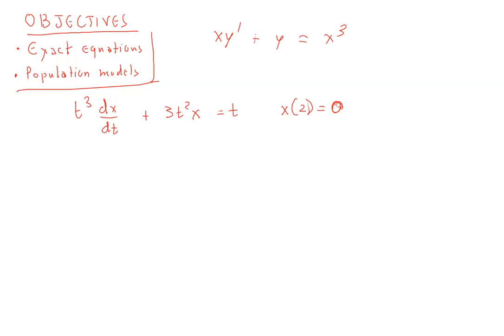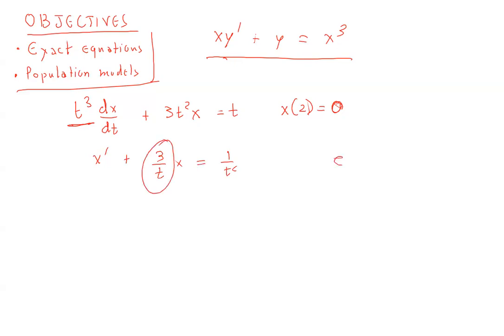The degrees are going to differ a little, but what do you need to do? You need to standardize it, and you can find this solved in detail in the recording. What do we mean by standardize it? We mean to divide by the coefficient of the derivative, and then you can find the integrating factor. So this will be x prime plus 3 over t times x is equal to 1 over t squared. And now you need to find the integrating factor.